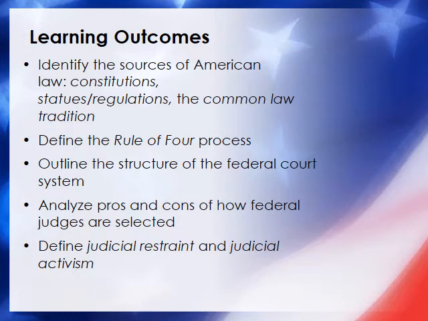And here are the learning outcomes for the week. We'll identify the sources of American law, including constitutions, statutes and regulations, and the common law tradition. We'll define the rule of four process. We'll outline the structure of the federal court system. We'll analyze the pros and cons of how federal judges are selected. And we'll define judicial restraint and judicial activism.